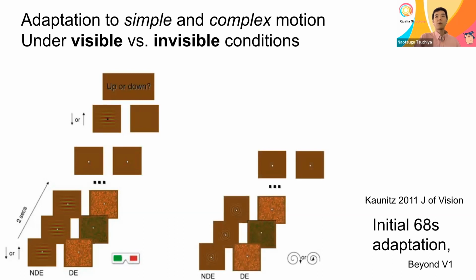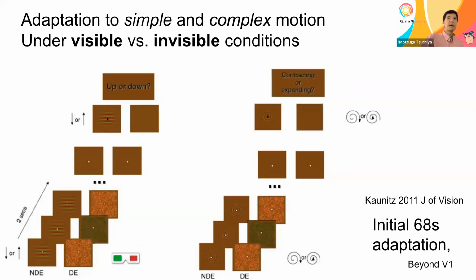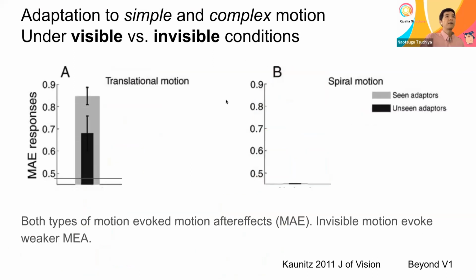And then the same can be asked about the spiral motion or expanding motion or something like that. And then at the end, we can ask whether the test stimulus is contracting or expanding. And then again here, we can also make the stimulus visible or invisible during the adaptation, okay?